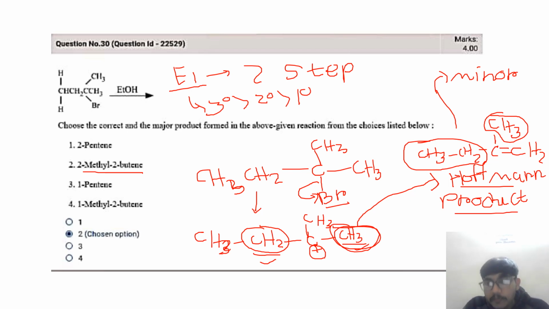Okay, so remember that the Hofmann and Saytzeff rules are very important in the elimination reaction. And the Saytzeff rule is also applicable in beta elimination. We are going to take it in the lecture. In our live classes we are going to take beta elimination, so there also the Saytzeff rule will apply, and it will help you there too.